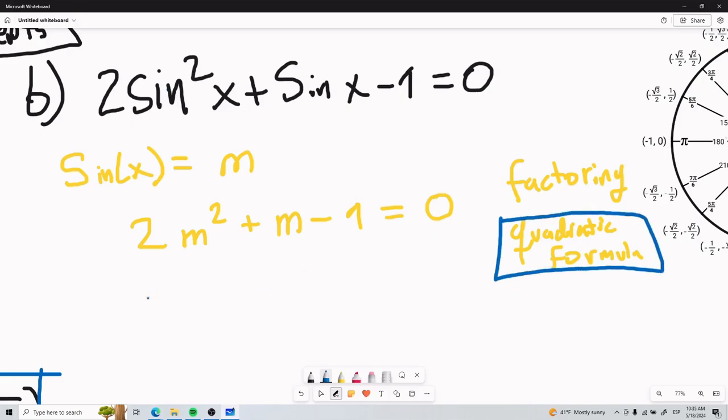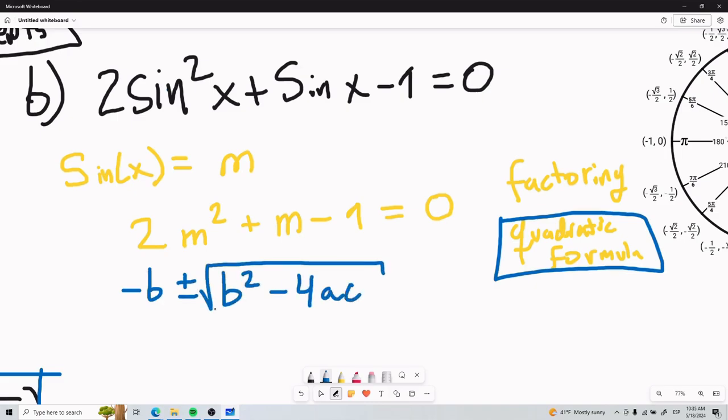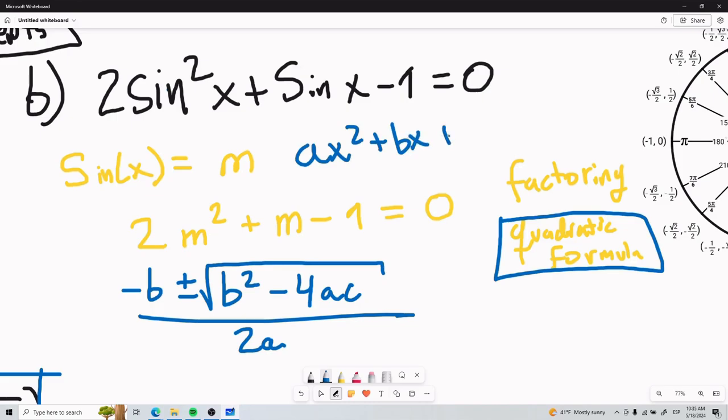So the quadratic formula looks like this. It looks like negative b plus or minus square root b squared minus 4ac divided by 2a. Now, what is a, what is b, what is c? This is all in the context of a quadratic. So your a is whatever is in front of the x squared. Your b is whatever is next to x, and your c is whatever is alone. So in this context, a is going to be 2, b is going to be 1, because there's a hidden 1 here, and c is going to be negative 1, of course, right?